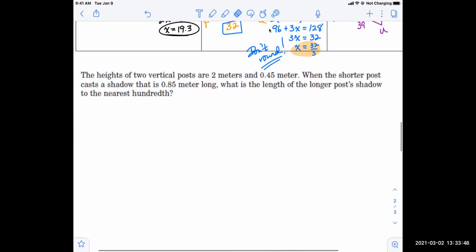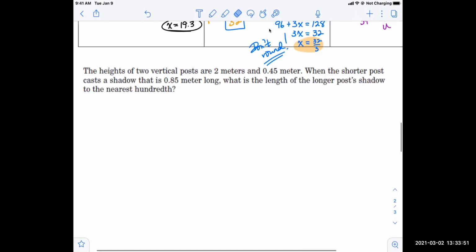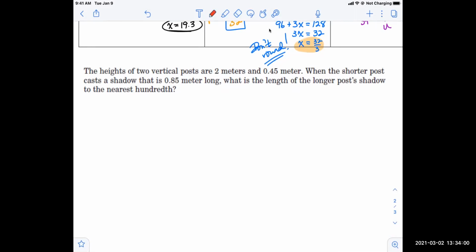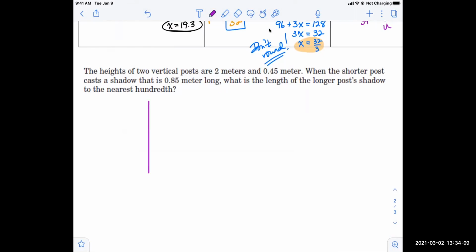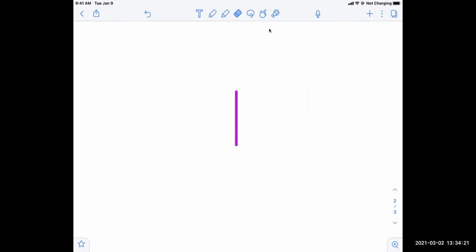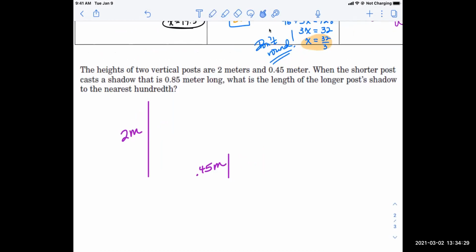All right, and then here's one. The heights of two vertical posts are 2 meters and 0.45 meters. When the shorter post casts a shadow that is 0.85 meters long, what's the length of the longer post shadow to the nearest hundredth? We have two vertical posts. One is 2 meters and one is 0.45 meters. Okay, the shorter post casts a shadow.